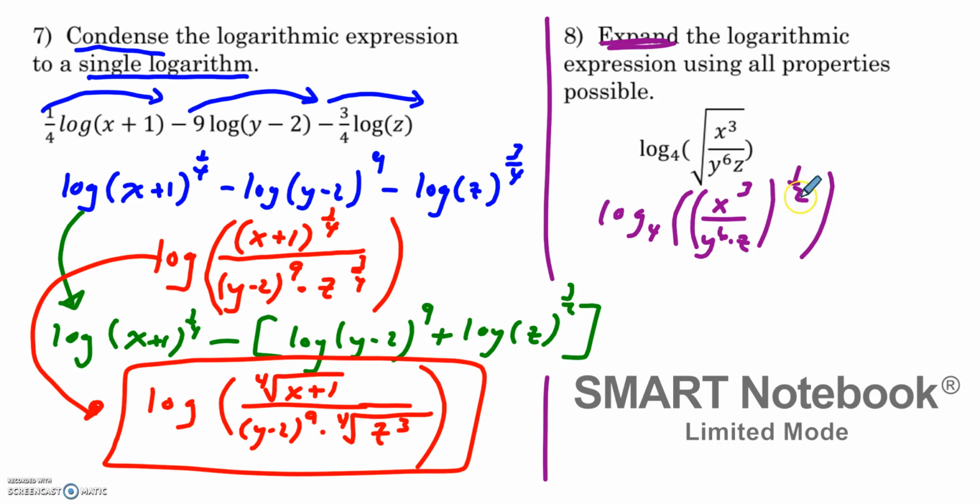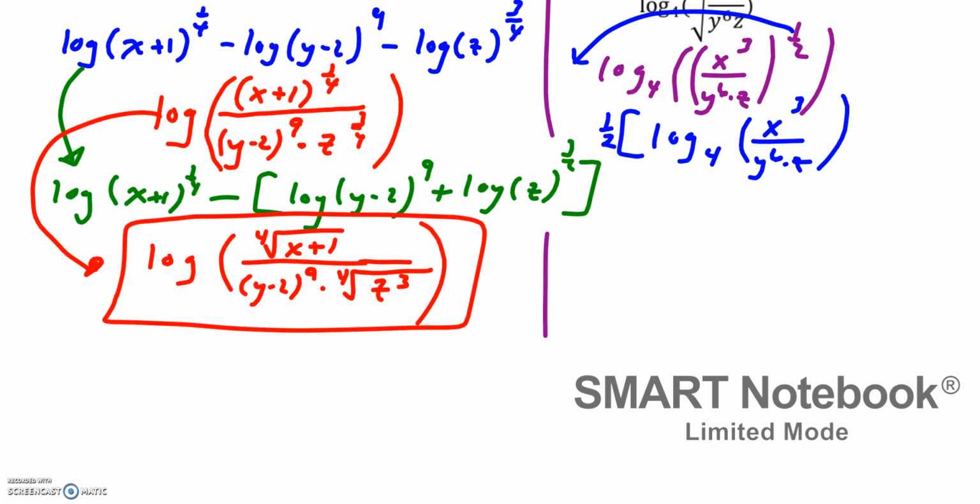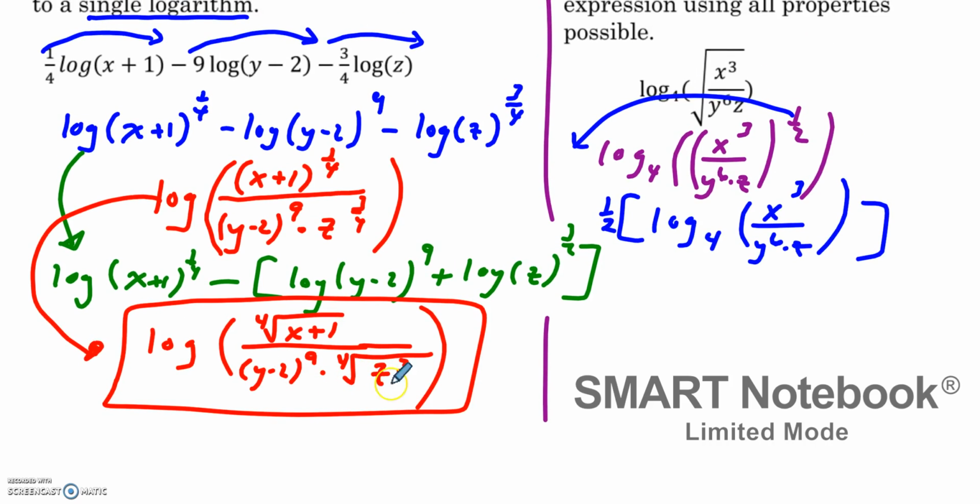What that means is that this 1/2 power can come down in front. So I'd have 1/2, and that 1/2 is going to be affecting everything I do. So if you think about it, the 1/2 has to be in front of everything. So it'd be 1/2 log base 4 of x cubed over y to the 6th times z. Now the directions are still to expand. So what I have to do is think about how this relates back to this problem. If I see an x cubed in the numerator, that means I start with it. And if I see both of these in the denominator, if you think about the previous problem, if two things ended up in the denominator, they came from two logs that were subtracted.